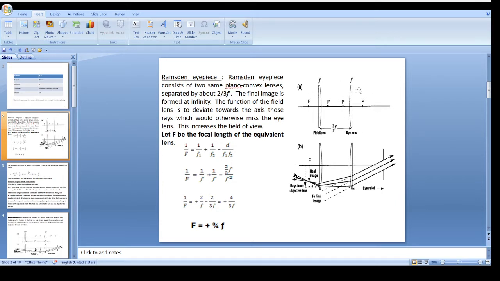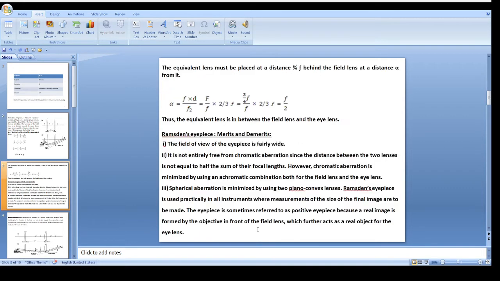Let the focal length of the equivalent lens be given by 1/f = 1/f1 + 1/f2 - d/(f1 f2). Putting in the value of d, 1/f = 3/(4f). The equivalent lens is at a distance alpha from the field lens, alpha = f d/f2, which gives f/2. The equivalent lens lies between the field lens and the eye lens.